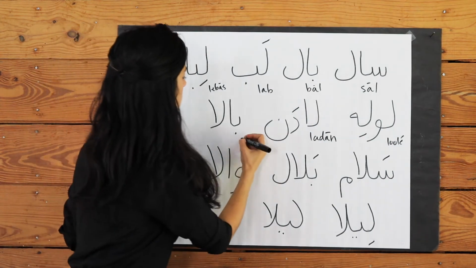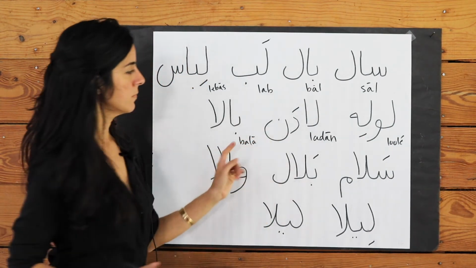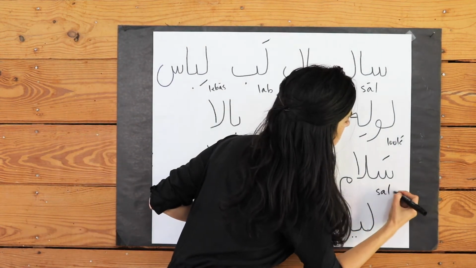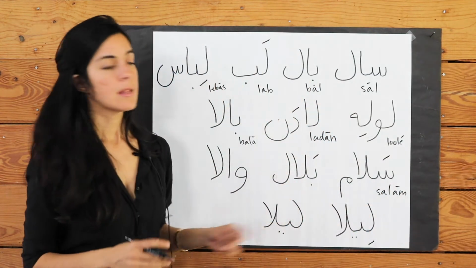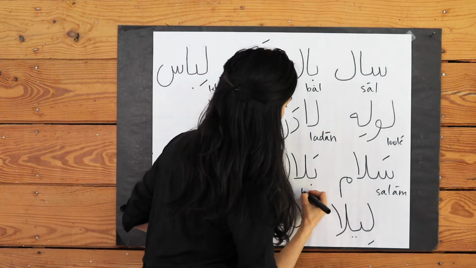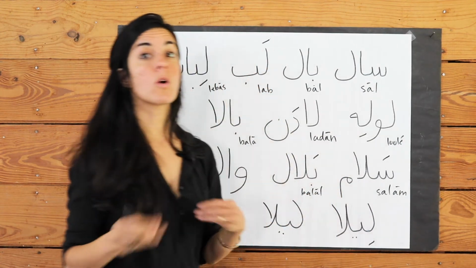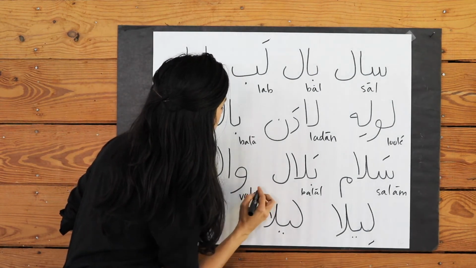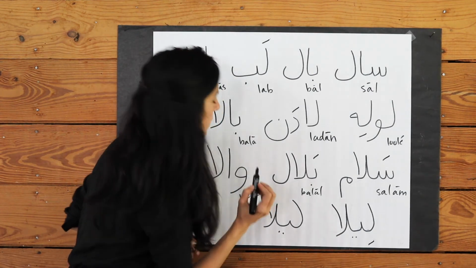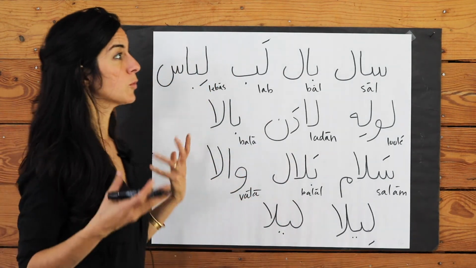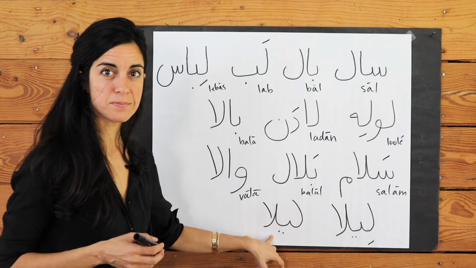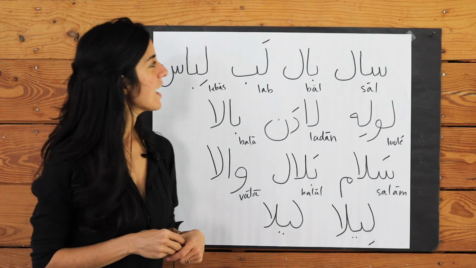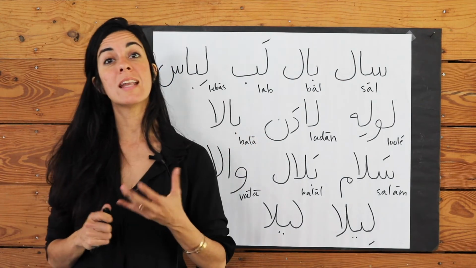Bala, up. Salām, hello. Balal is corn on the cob that they sell on the street. Walla is an Arabic word meaning something like truthfully or really. Walla. And finally, Layla, which I won't write. You know how that is. And so those are all of our words with the letter lam.